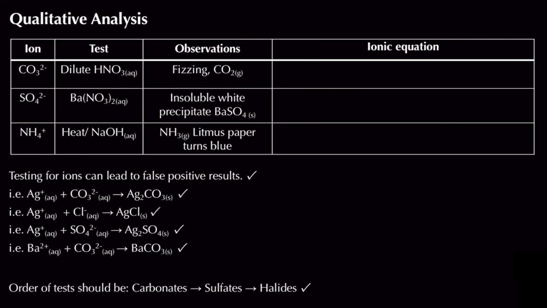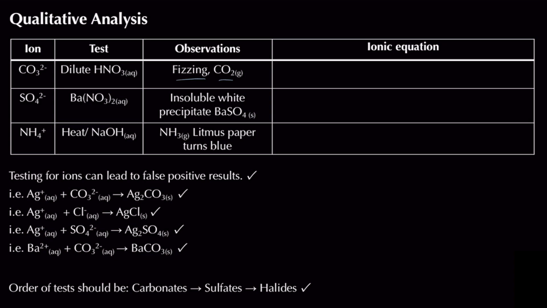So moving on, that's one of our tests done. That's the test for halide ions. There are three more tests that you need to be able to do, and they're in the order of carbonates, sulfates and ammonium ions. When it comes to carbonates, you would add some dilute nitric acid, and what you'd expect to see is fizzing from the carbon dioxide being produced if you've got a carbonate present.